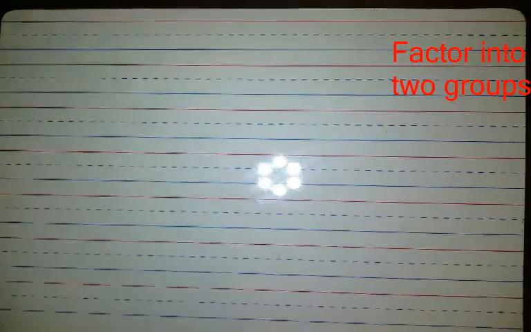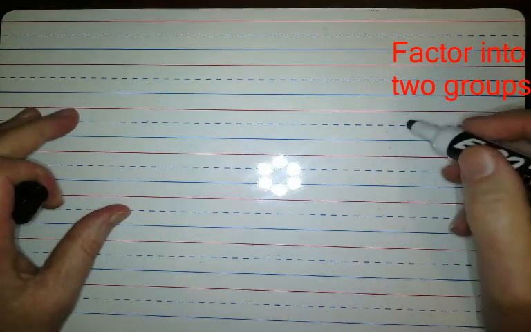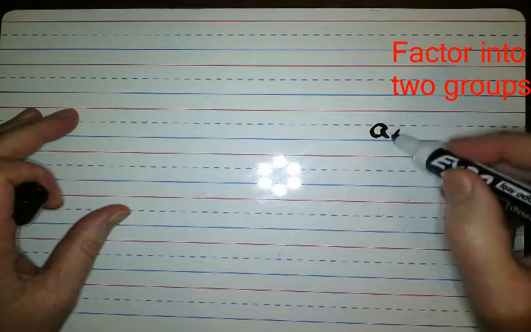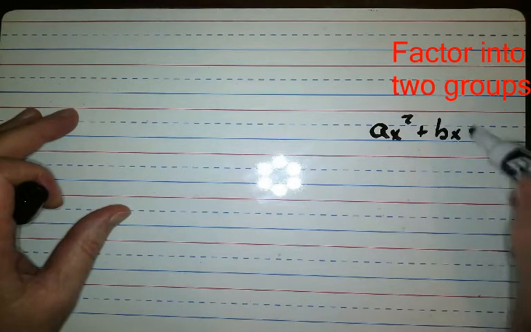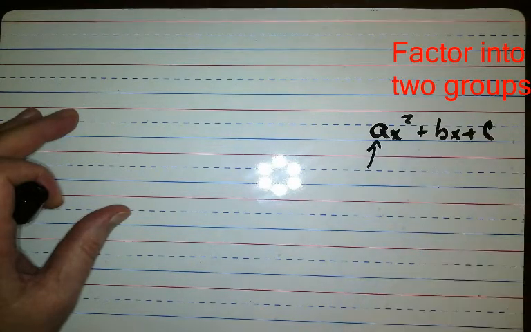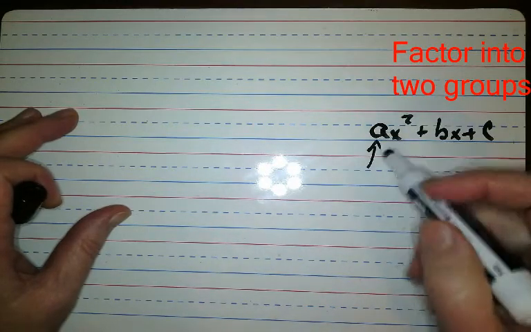It's time for factoring into two groups, part 2. So what's different about part 2? Well, now the leading coefficient is bigger than 1. All the ones we did yesterday were just 1 right here.